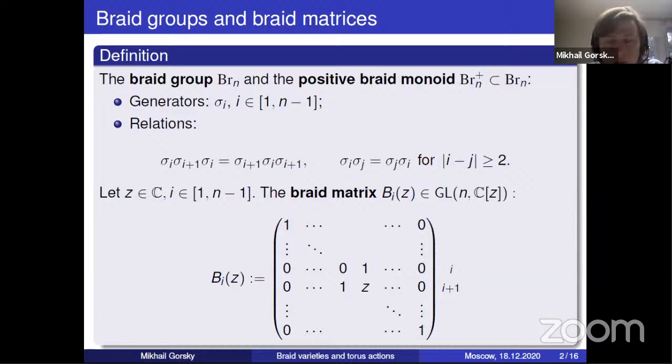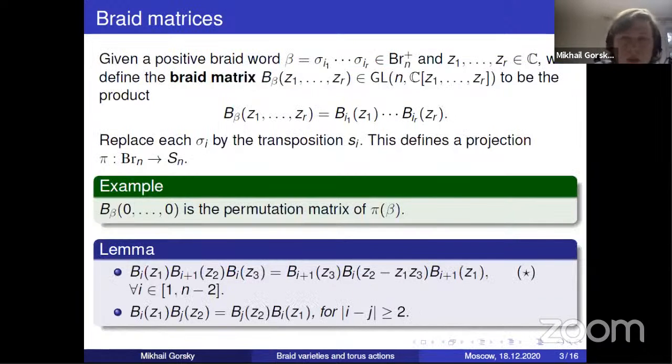Now to each generator of our braid group we associate a certain matrix. The matrix depends on a complex variable z. So it has a parameter, and it is a matrix which is a slight deformation of the permutation matrix of the corresponding transposition. You see that if you send z to 0, then you just get a permutation matrix. So B_i corresponds to the transposition of i and i plus 1. Okay, this is the matrix for a generator. We can also associate a matrix for each positive braid, namely, we take just the product of letters in this positive braid word.